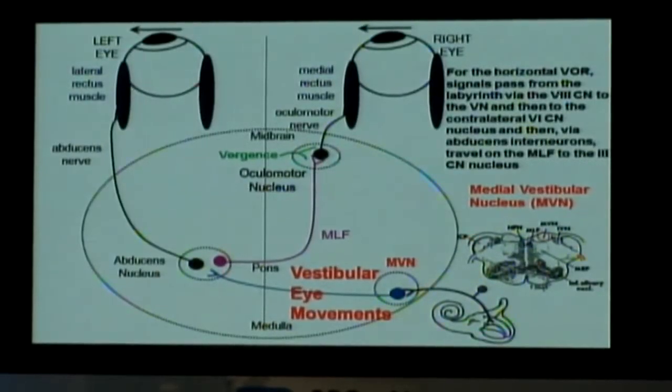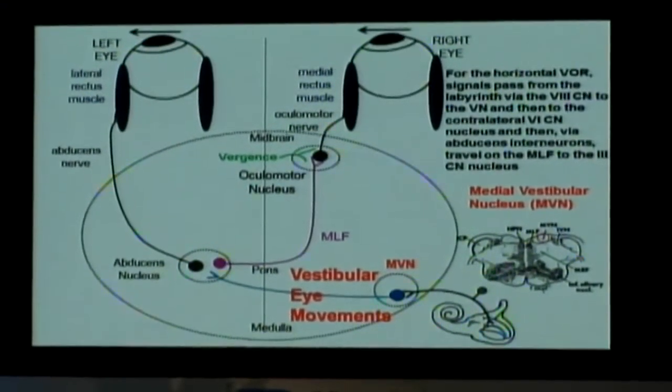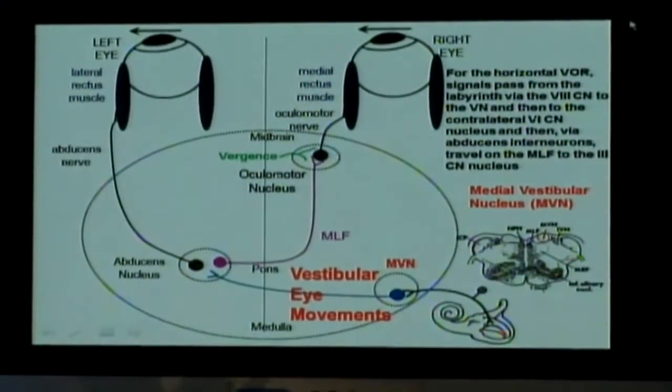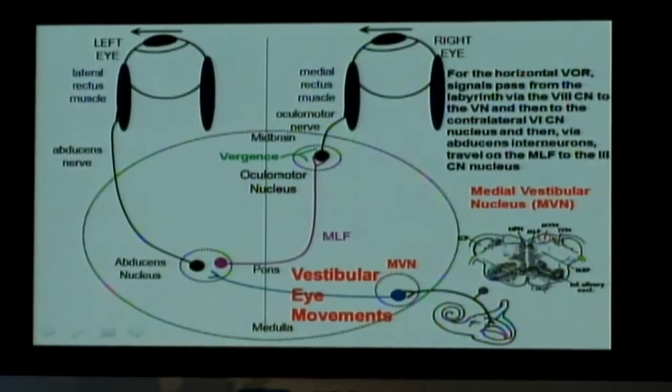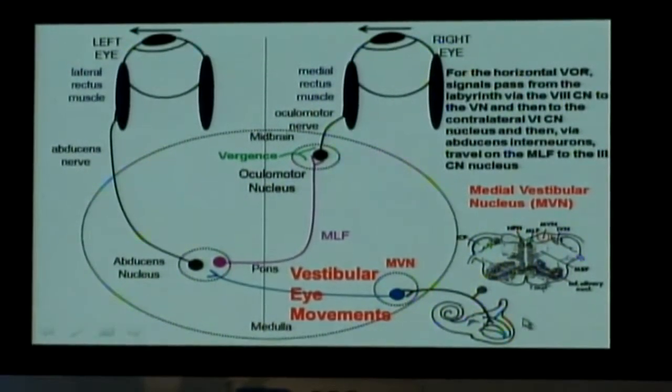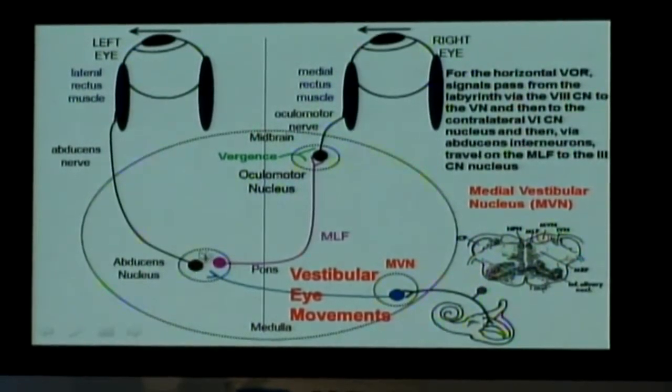So this topic, I'll mix two things together: central vestibular disorders and nystagmus. You've already had the basic anatomy of the vestibular system. I'm not going to belabor it now, just to remind you that for horizontal movements, information comes from the labyrinth into the vestibular nuclei, into the pons, the abducens nucleus, and then up for the control of conjugate gaze.